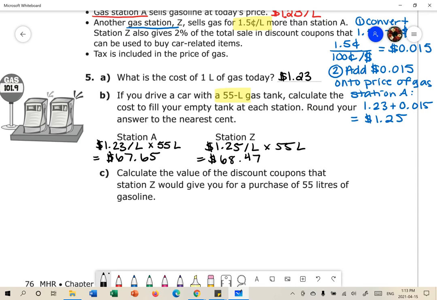Calculate the value of the discount coupons that station Z would give you for a purchase of 55 liters of gas. So 2% of spending $68.47 on your 55 liters of gas. So 2% in decimal form. Of in math means times 68.47, which is equal to $1.36. So 2% coupon would actually be $1.36.